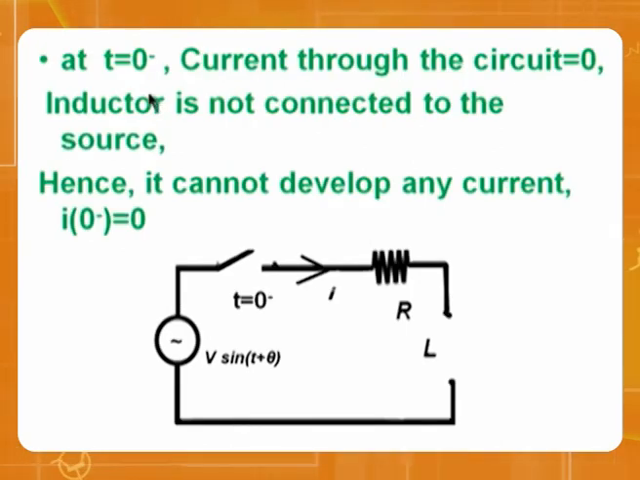Solution. At t = 0-, the switch is open. When the switch is open, what happens to the inductor? Not connected. Not connected means how much current is developed? No current. So the inductor current is 0. When the inductor current is 0, this total angle is V sin t by R. Actually speaking, if you see, there can be a current.